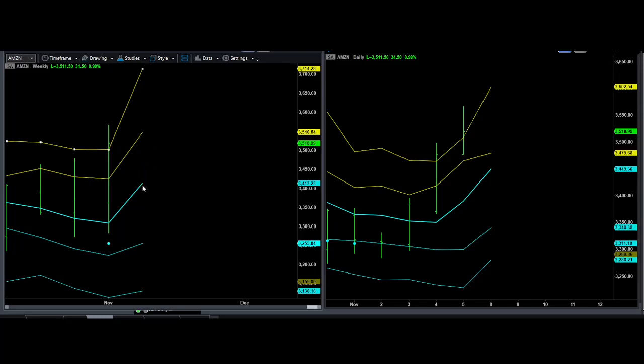The predicted minimum value is about 3,413, and the maximum value depends on momentum. If it has high momentum, it may reach 3,701, and it depends on whether it can sustain at this level. But the high probability region is between this value and this value.